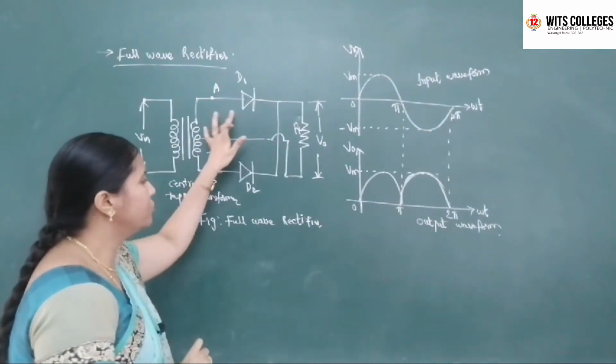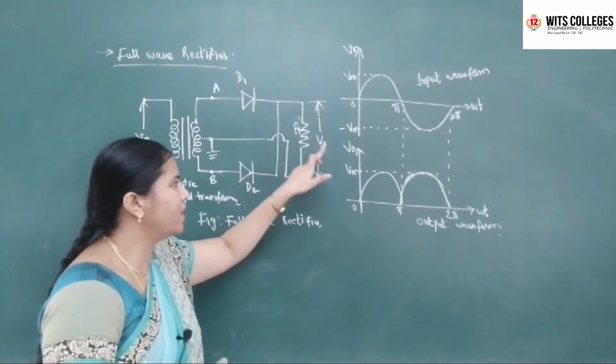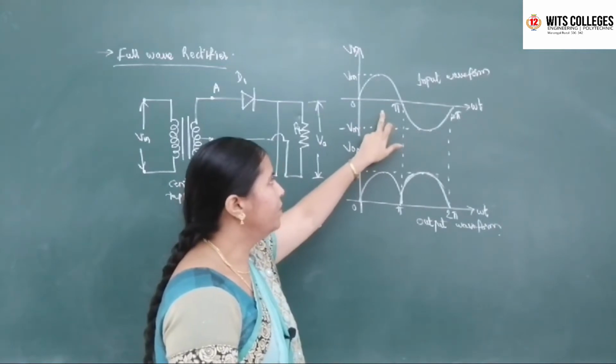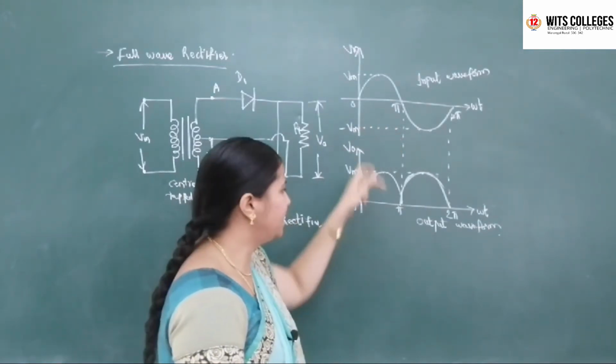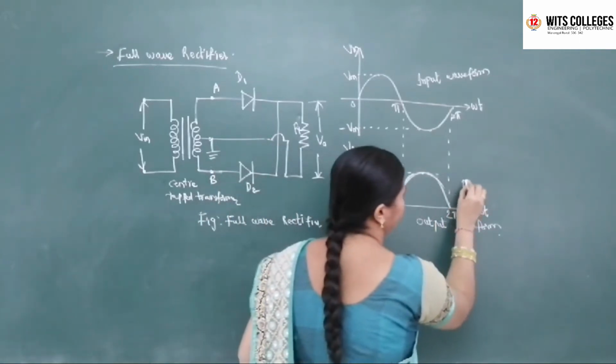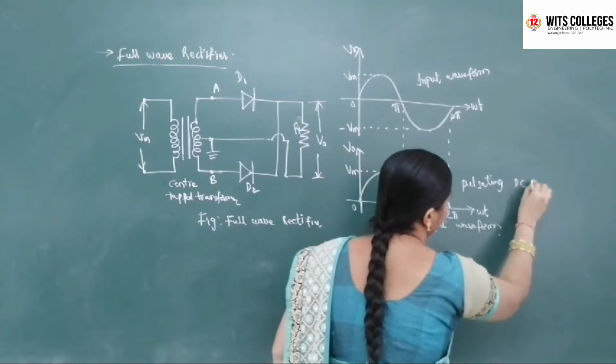Here we are using two diodes, D1 and D2, and at the load resistor we are getting the output voltage. This is the AC input voltage, and this is the output signal. This is the pulsating DC output.